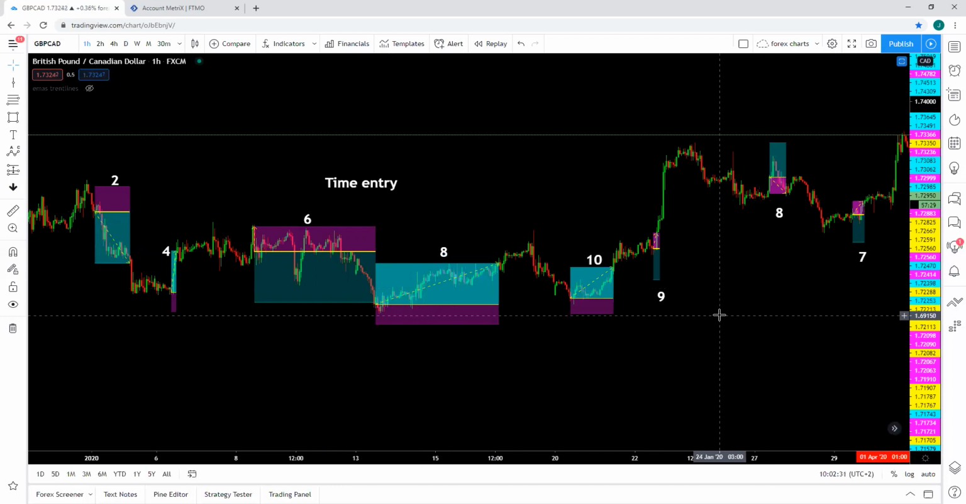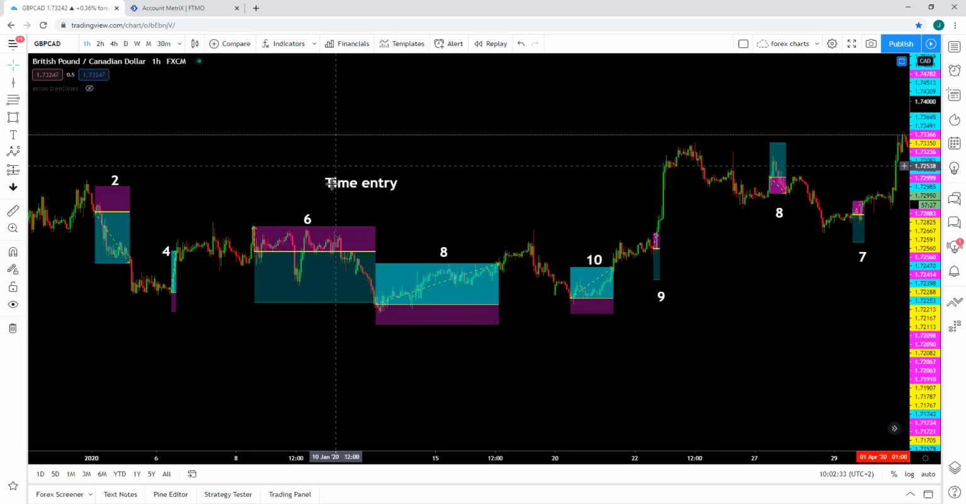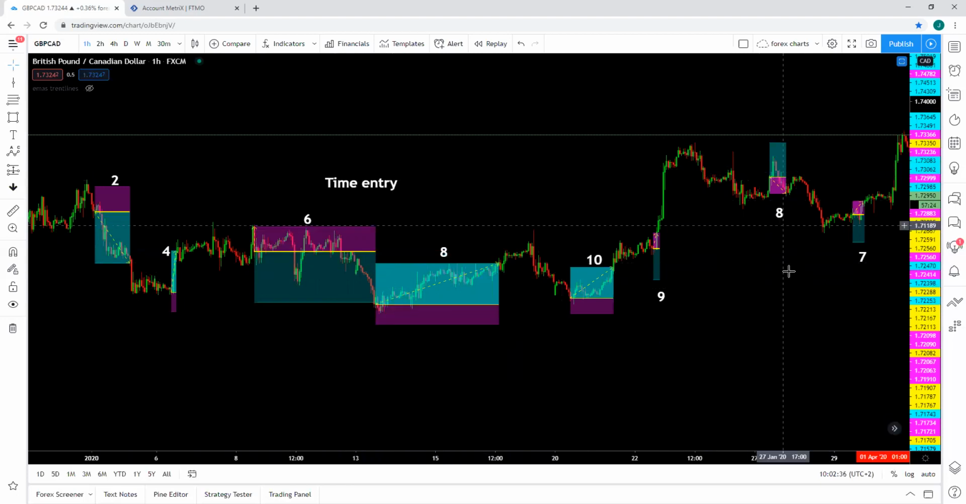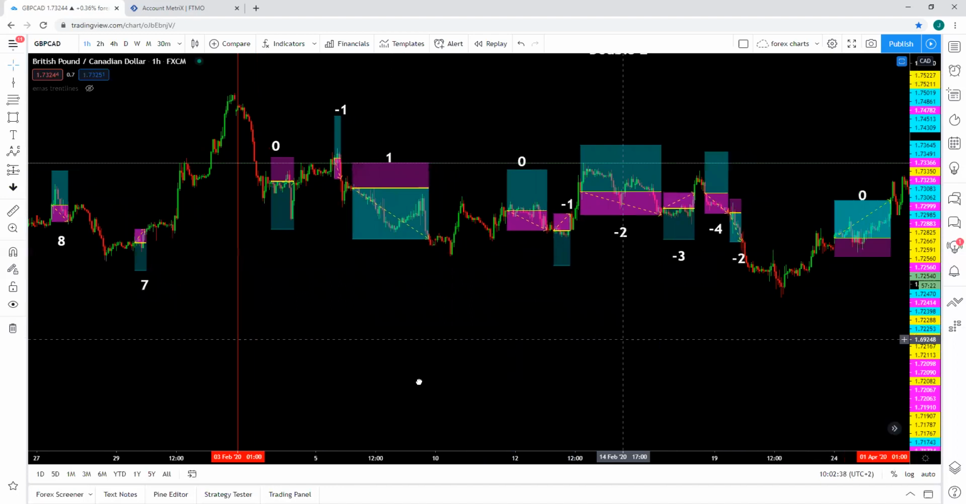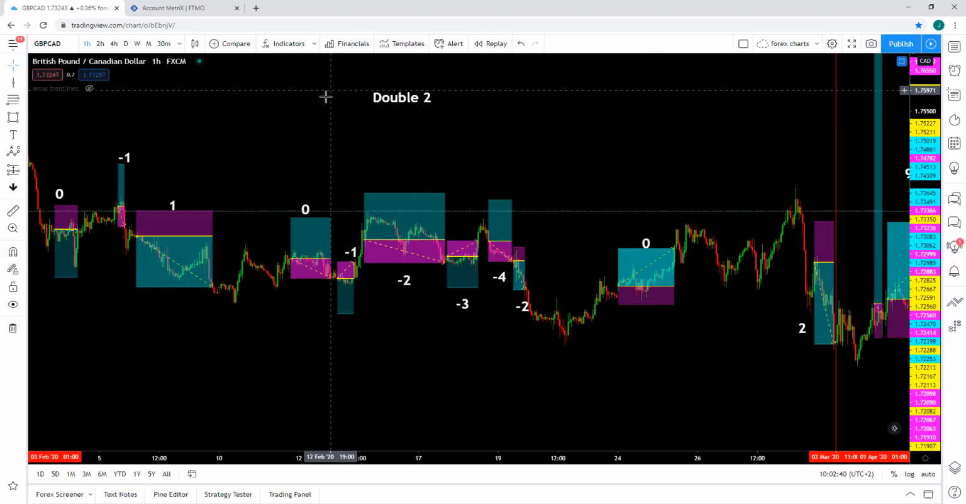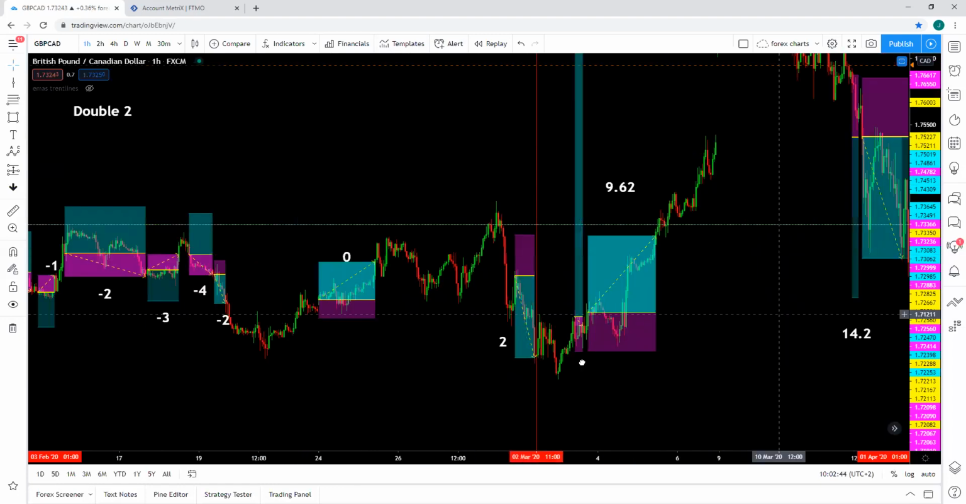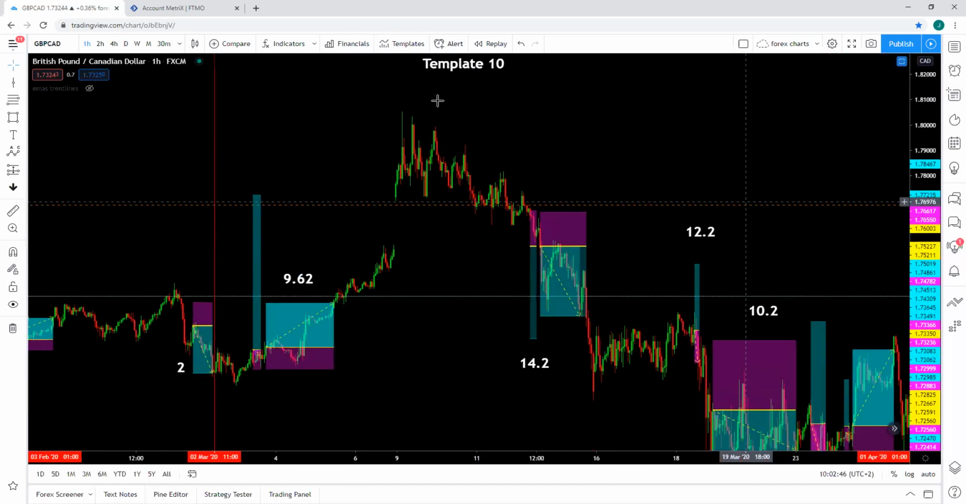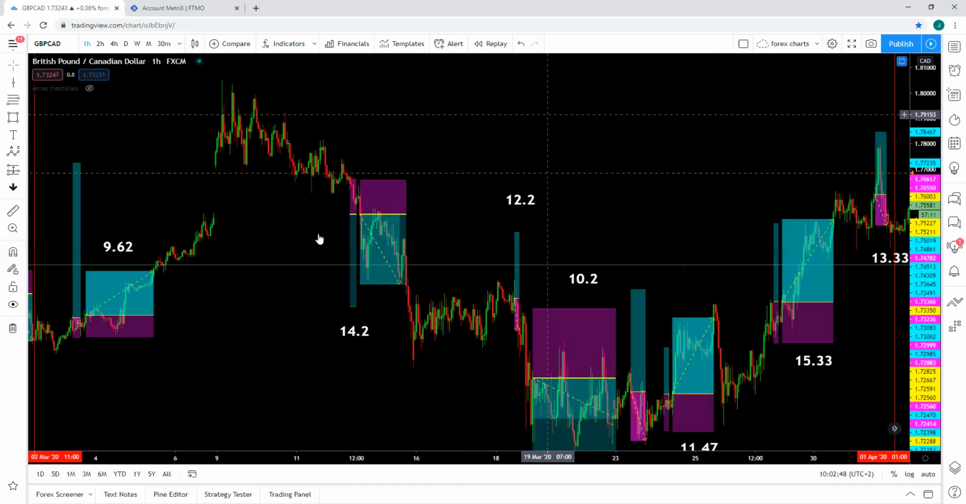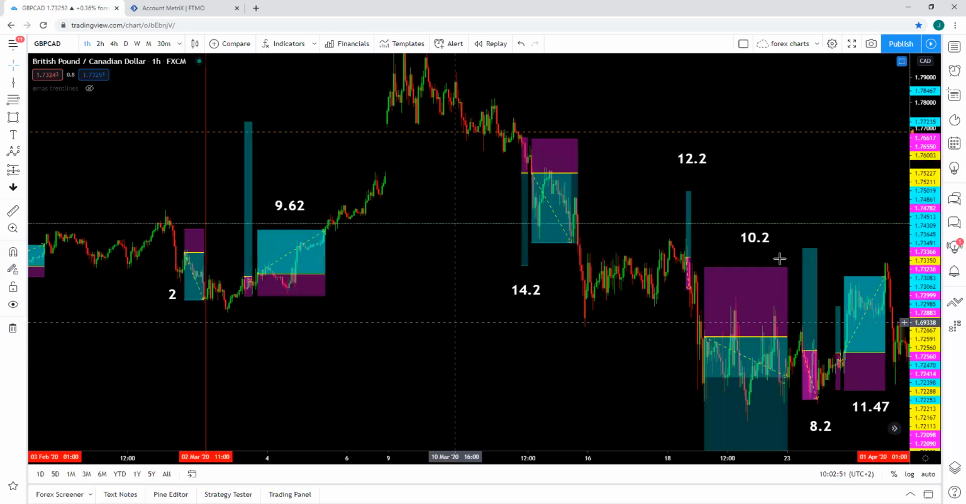So I'm going to do 3 months for you guys. The first one, we're going to look at time entries and how it did, only following the rules. Then I've got a template that I saved here as double two. I'm going to show you some indicators that I've used. And then the third month, we're going to use another template, number 10, with different indicators, and I'll show you the percentages that we got there.